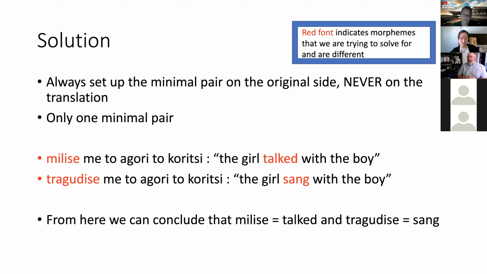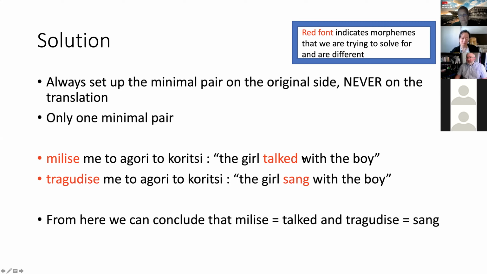And that's why all the different dialects of English, people have different vowels, from British English to Canadian English to US Southern English to Australian and New Zealand English. So always focus on the original language, not the translation. So as I said, there's only one minimal pair, and it's the sentence, the girl talked with the boy versus the girl sang with the boy.